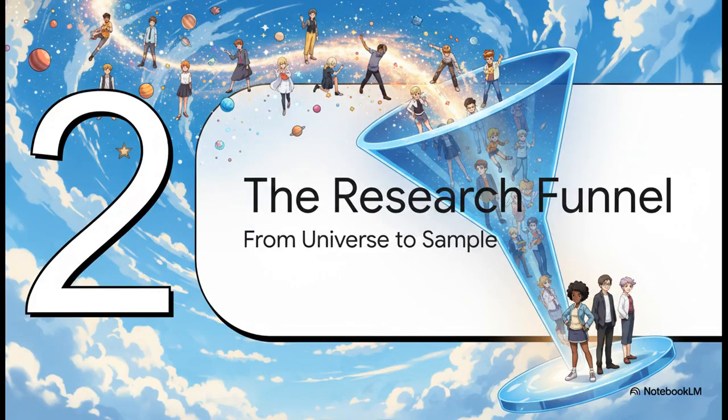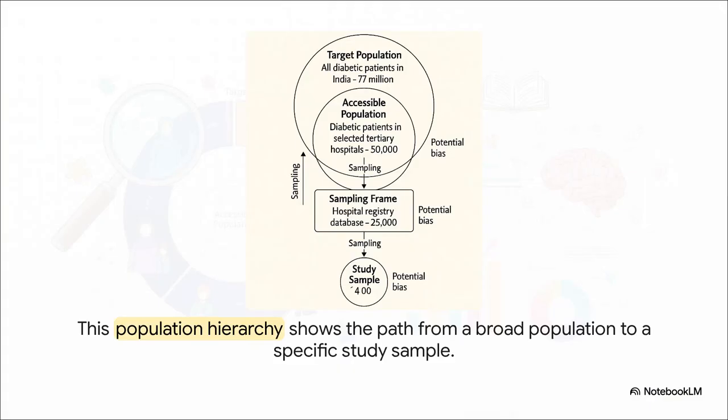Okay, so with that huge difference between the dream and the reality locked in, how do researchers actually get from one to the other? Well, you can think of the whole process like a funnel. They start with that massive universe and systematically narrow it down step by step until they have their final study group. And this diagram shows that funnel perfectly. This is basically the roadmap researchers follow. You can see how we start at the top with that huge circle, the target population, and we work our way down through the layers to that tiny little circle at the bottom, which is the final sample.